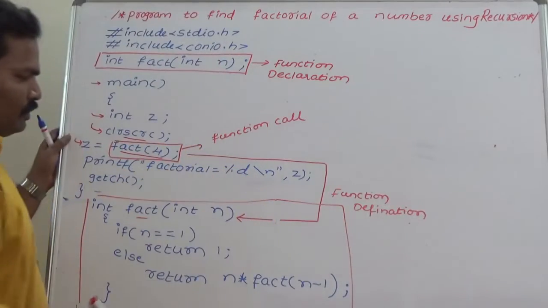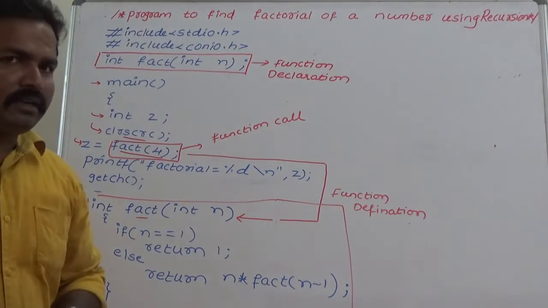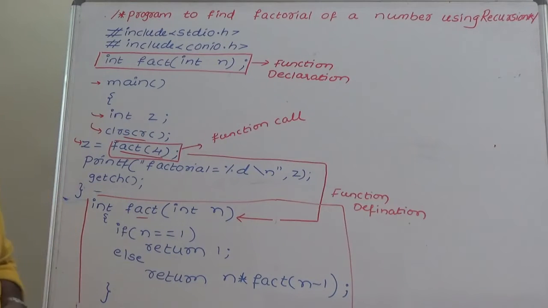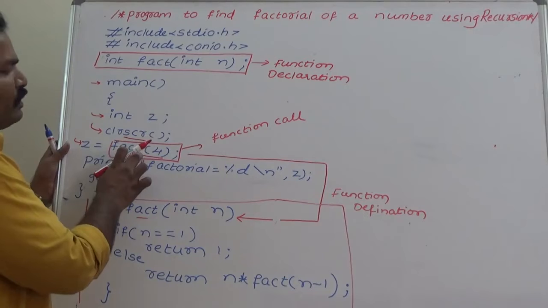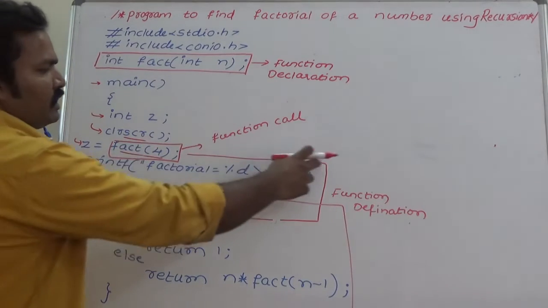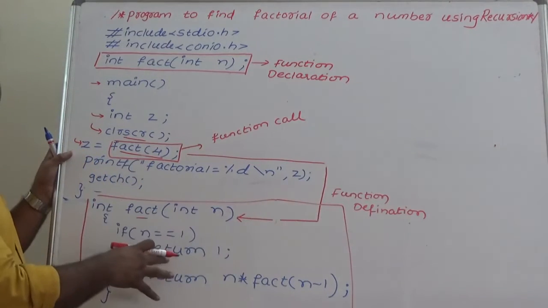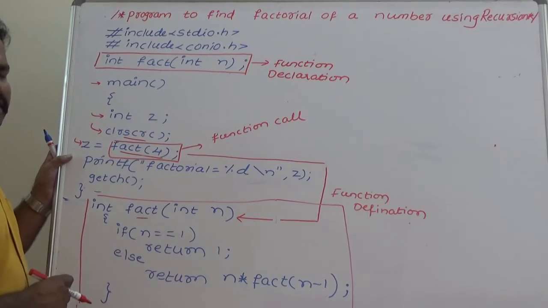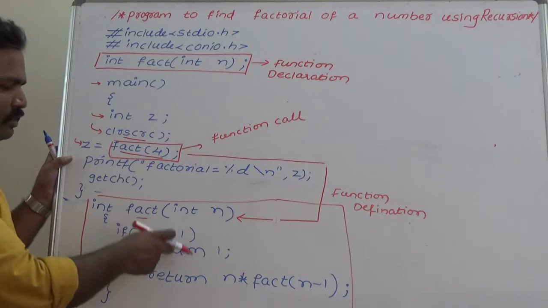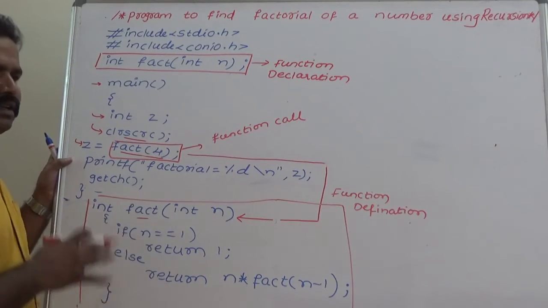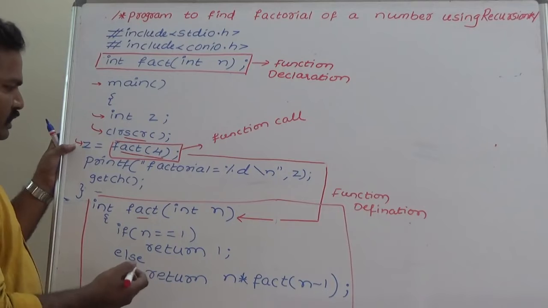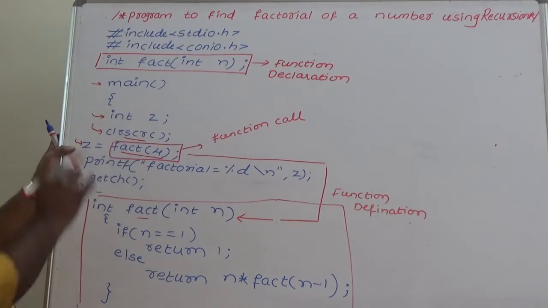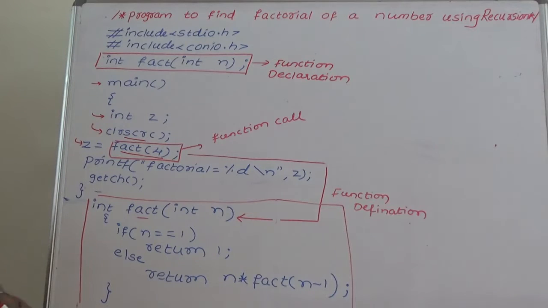In this program I created the fact function, which is a user defined function. Whenever execution control encounters a function call, it is directly transferred to the function definition and executes all the statements in the function definition. After executing all the statements, execution control is transferred back to the main program. Right, so here, recursion.